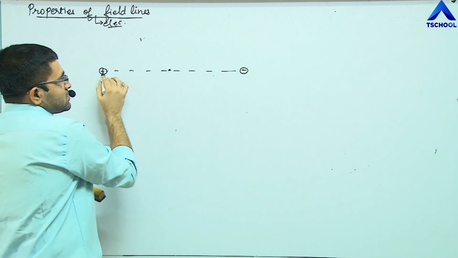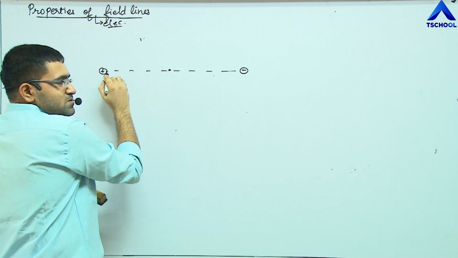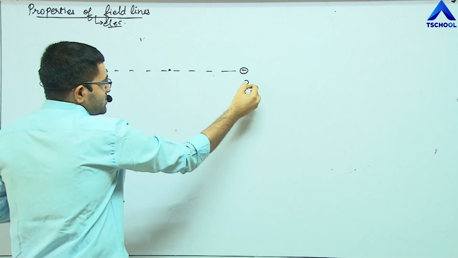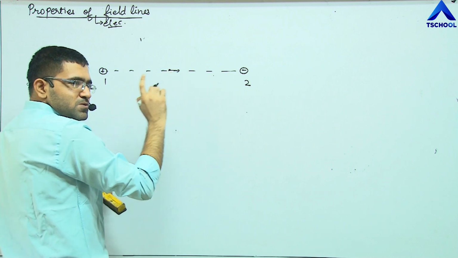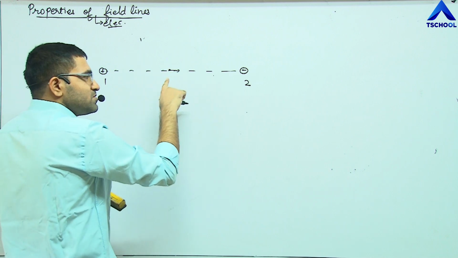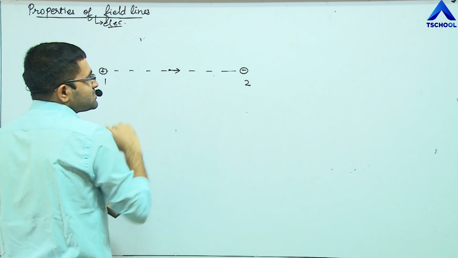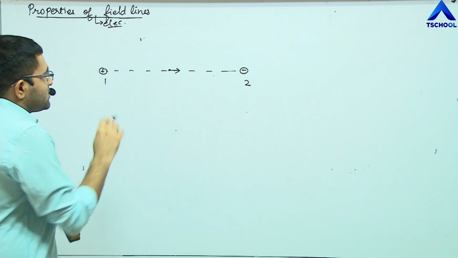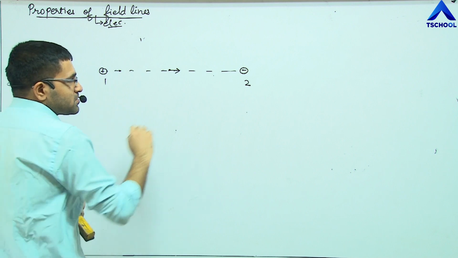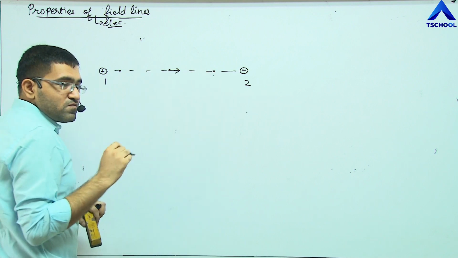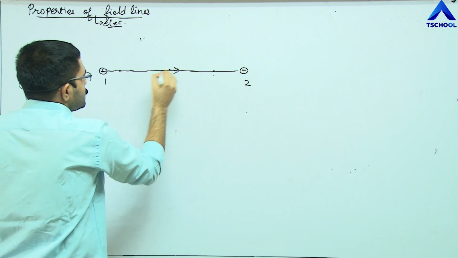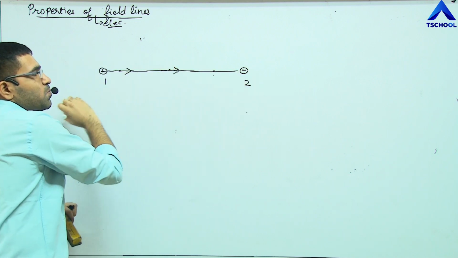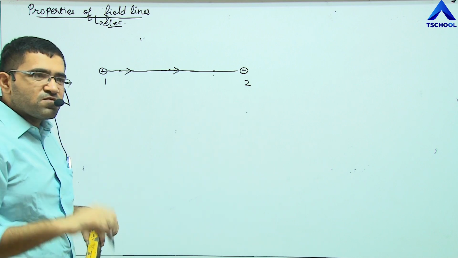So at this point, let me call them charge 1 and charge 2. Due to charge 1, the electric field is on the right hand side. Due to charge 2, again it's on the right hand side, so the net field is in this direction. Same thing for this point, same thing over here. So one thing is clear, the electric field line will be from the positive charge to the negative charge. That's one of the lines.